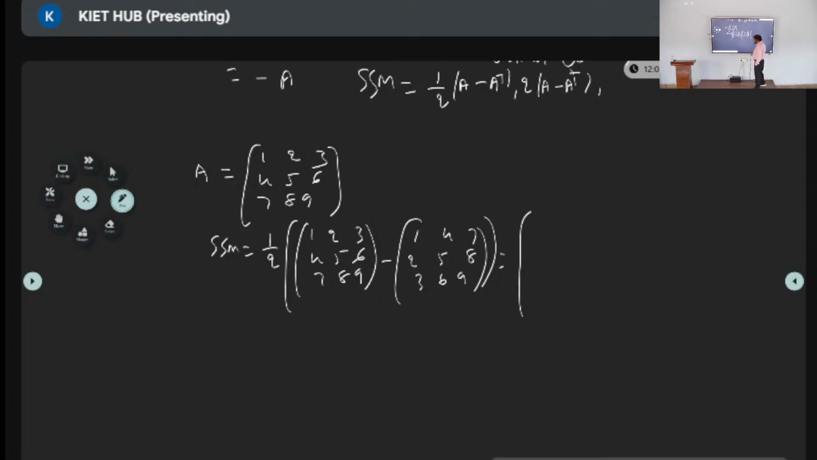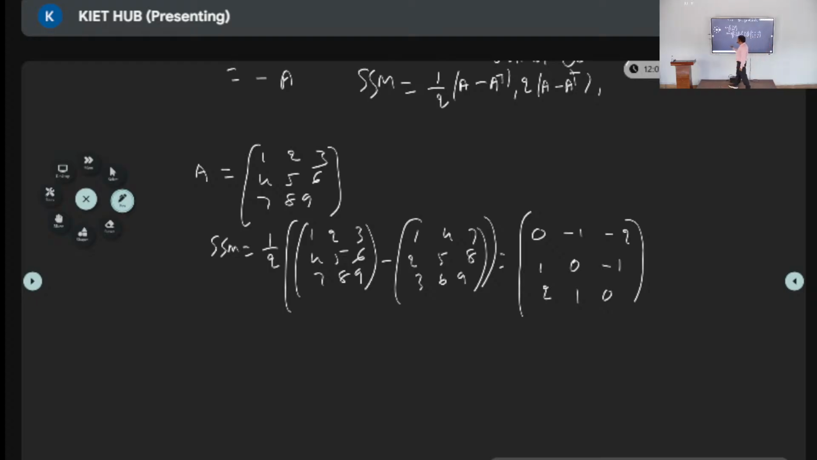What is its simplification here? 1 minus 1 is 0, 2 minus 4 is minus 2, 3 minus 7 is minus 4. This is 0, minus 2, minus 1, 2, 0, minus 1, 7 minus 3, 4, it is 2, 1, 0. After finding the resultant, it is a skew symmetric matrix. Yes or no? Skew symmetric matrix.